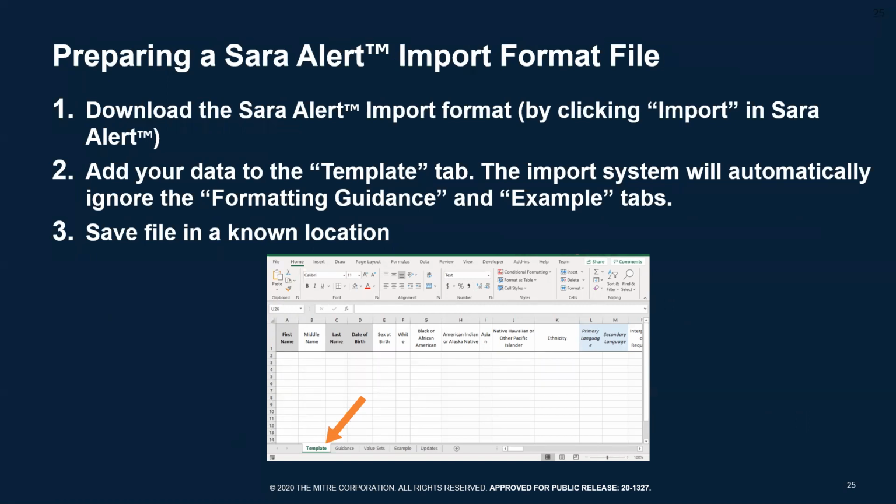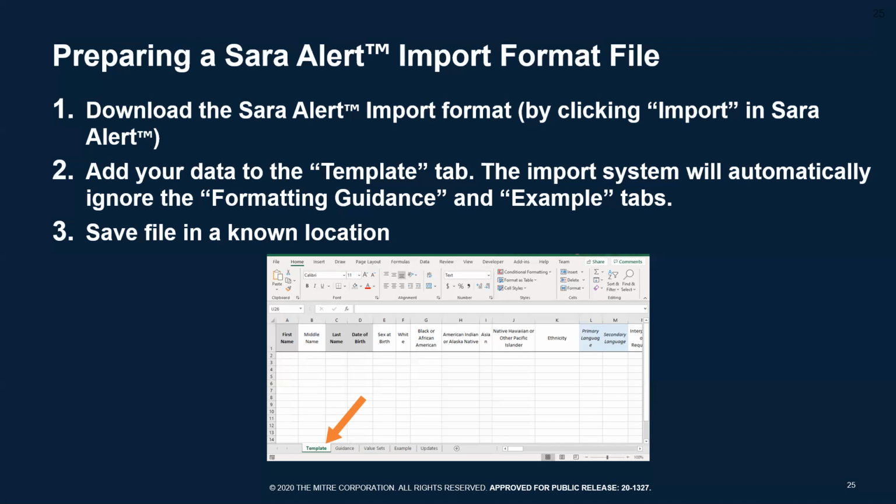To prepare the import file, you will add your data to the Template tab, as you can see from this screenshot. The Guidance and Value Sets tabs provide information regarding what data types and what inputs are expected for each column of the template, so you can refer to them when populating the template with information. The Example tab provides a few example rows of properly formatted monitorees that will import correctly. And finally, the Updates tab provides a log of changes made to the import template as Sara Alert is updated between version releases. Please note that when Sara Alert imports data, it will only import information from the Template tab. The other tabs will be ignored.